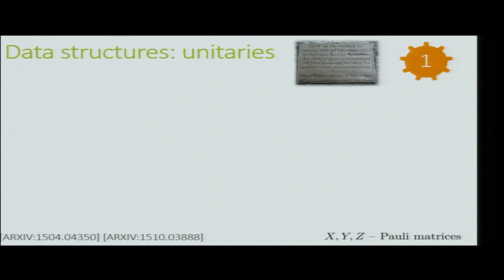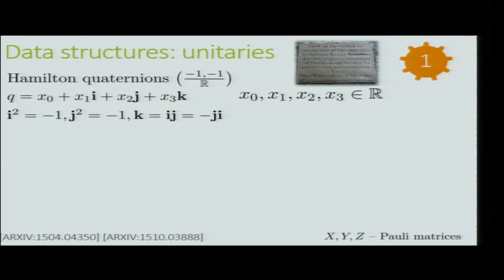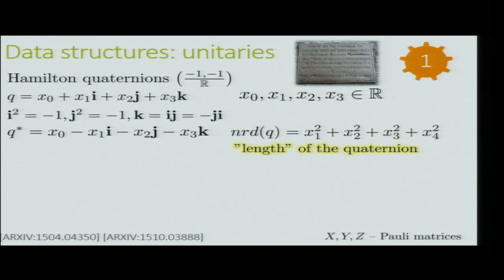Now the other part of the question: how are we going to represent our unitaries? We are going to use Hamilton quaternions. This is a plaque on the bridge where Hamilton says that as he walked by on the 10th of October, 1843, Sir William Hamilton found these relations for quaternions. It turns out to be pretty well-known old mathematics.